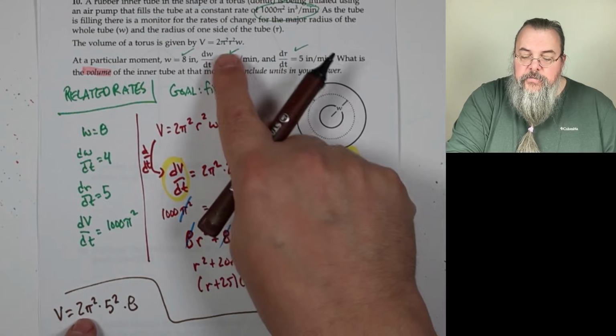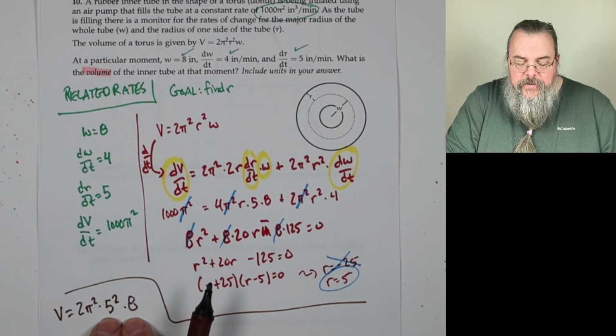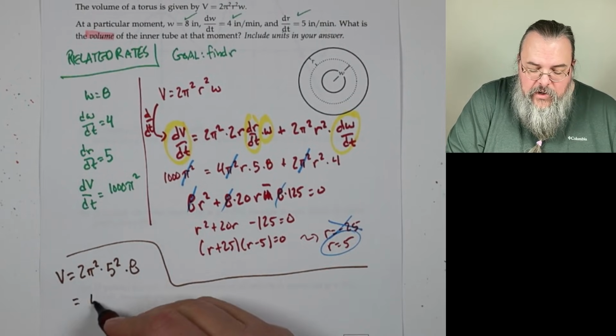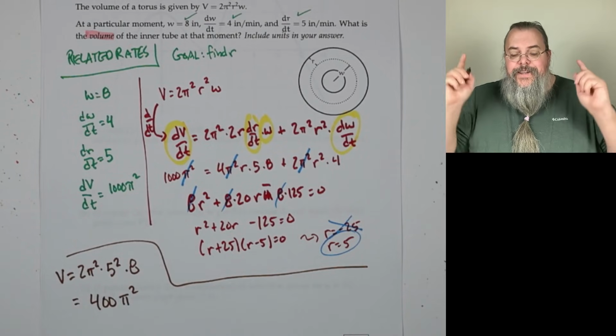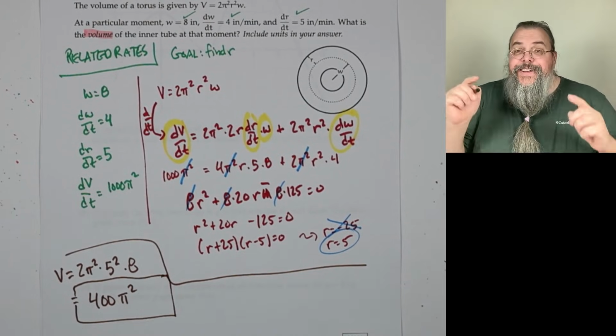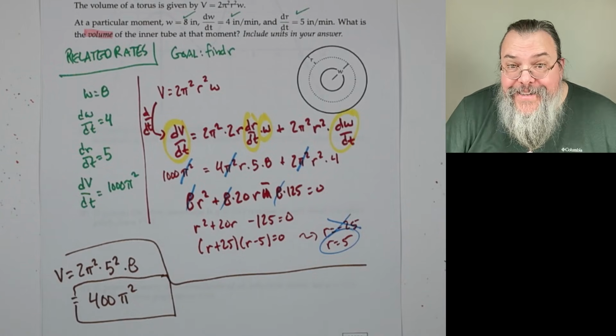All right, 2 pi squared r squared w. Well, 25 times 2 is 50, times 8 makes 400. So this becomes 400 pi squared. Now, are we done? Put a box around it. Is this the answer? And why not?